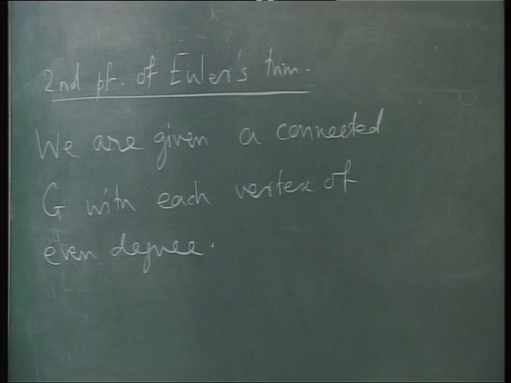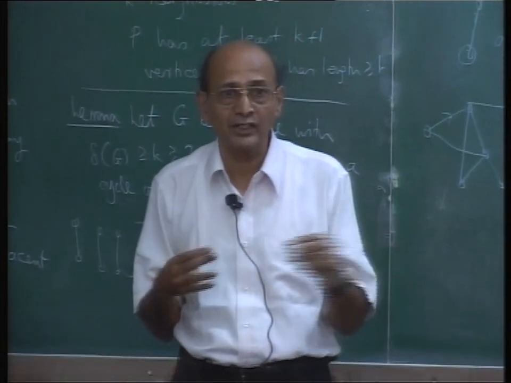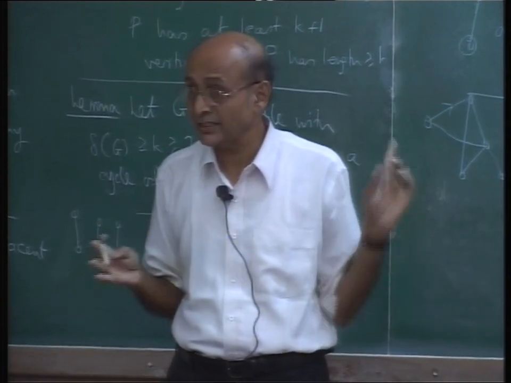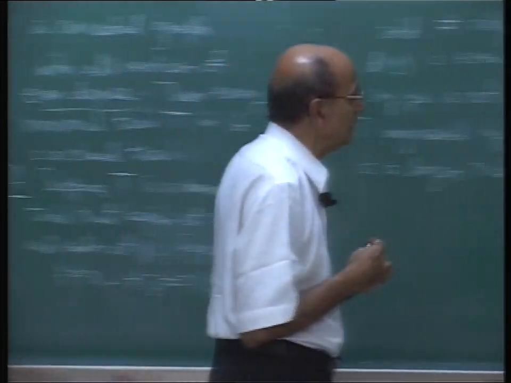Construct a maximal trail in G. If this trail happens to be an Eulerian trail, an Eulerian circuit, then I'm done. That's exactly what I'm looking for. I want to construct an Eulerian circuit. Let T be a maximal trail.